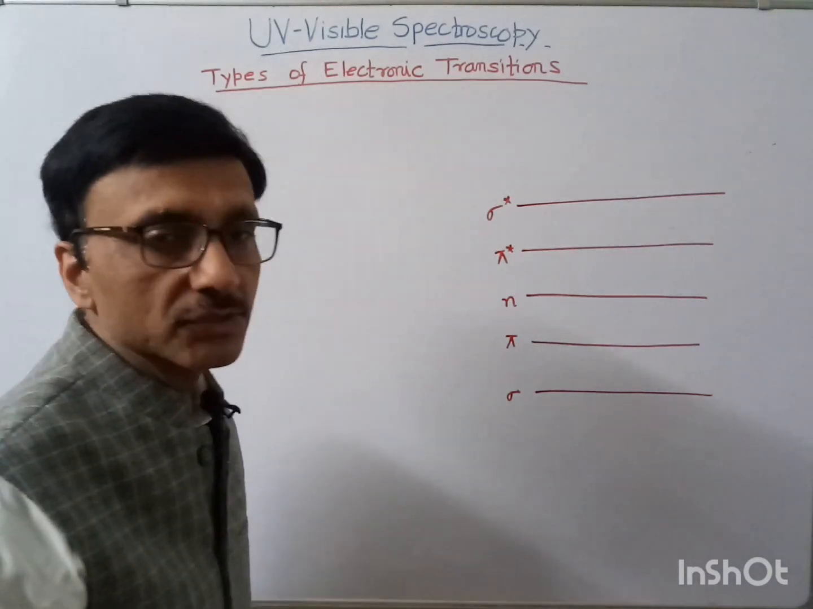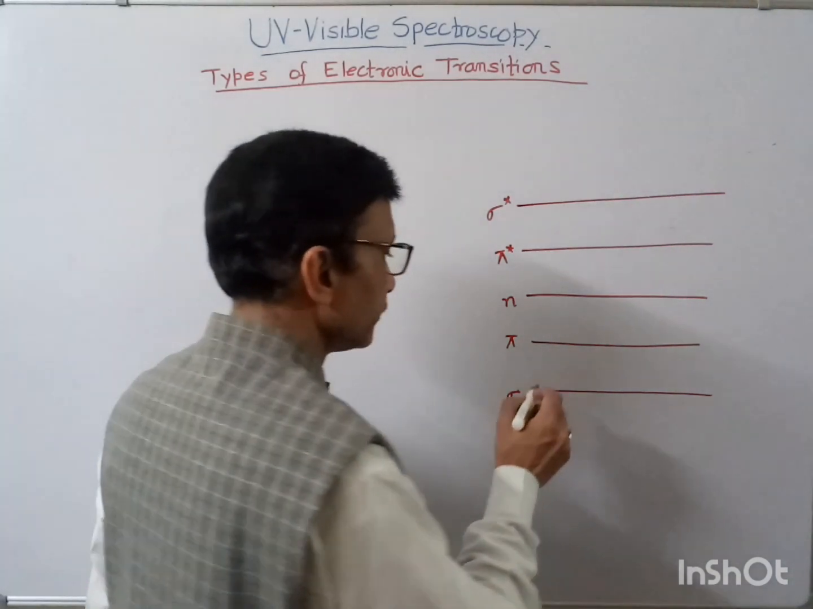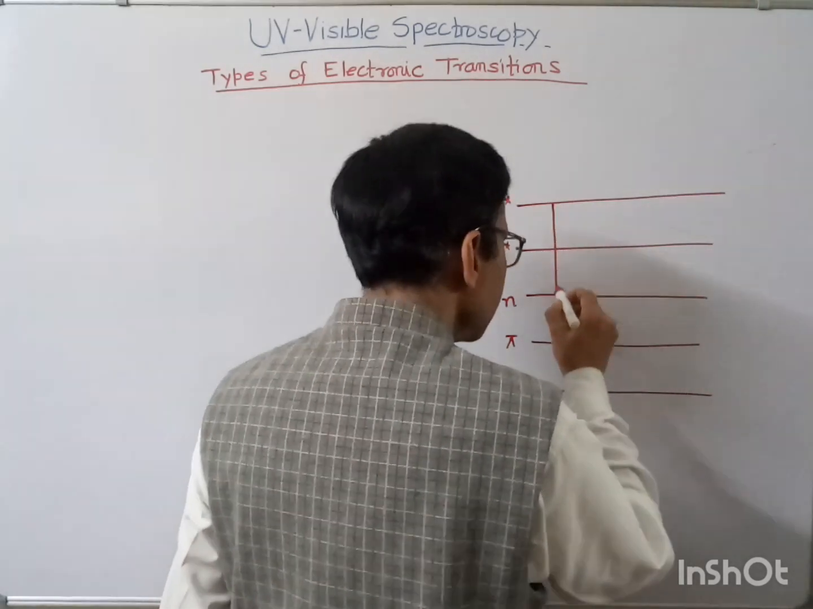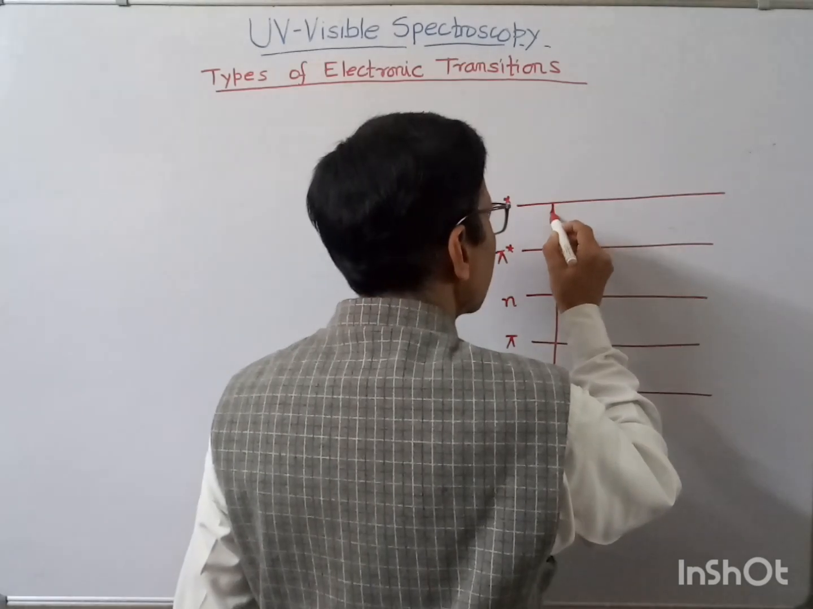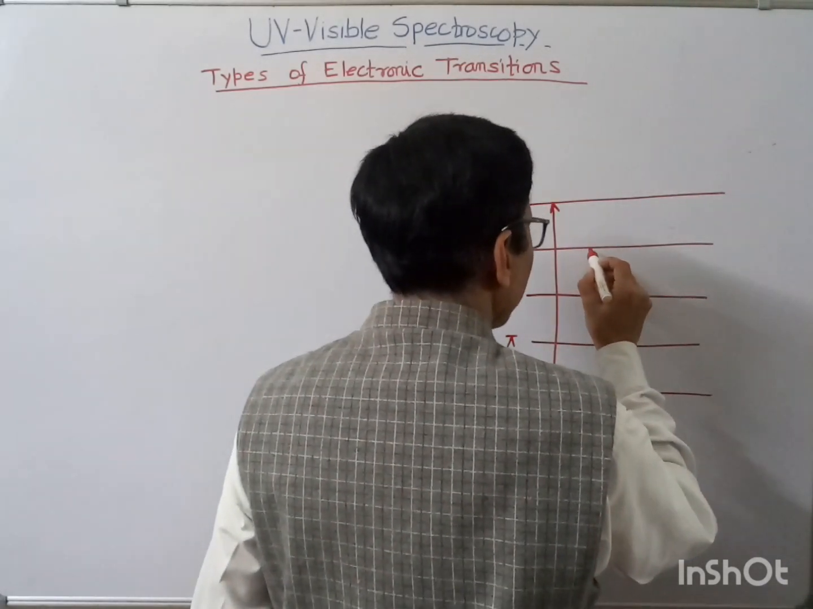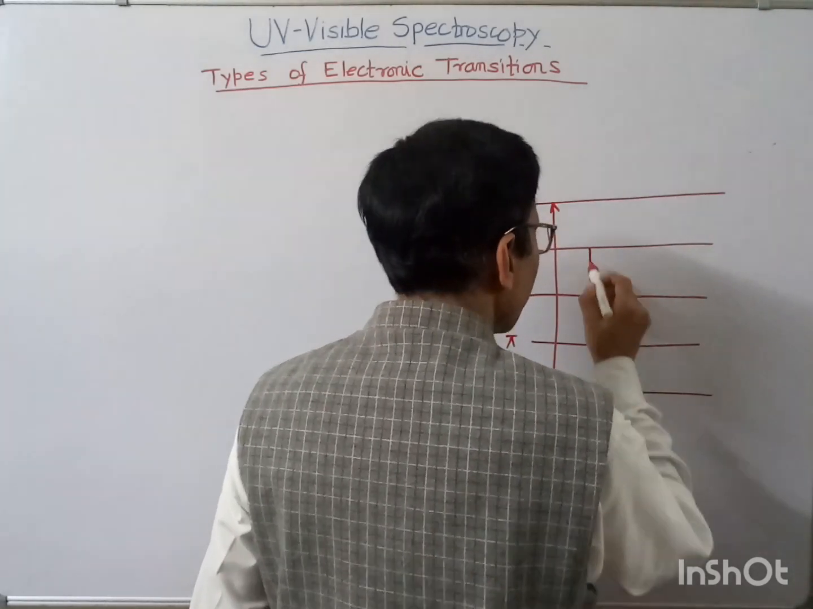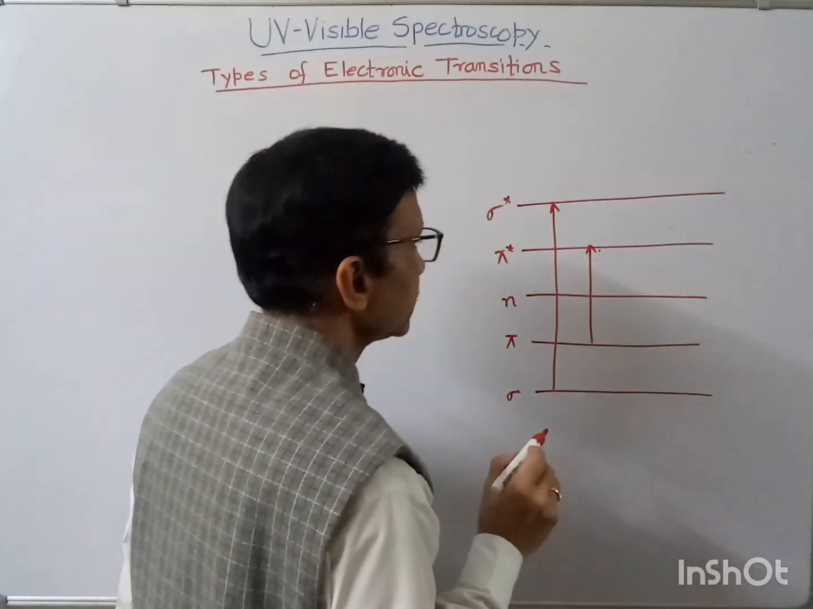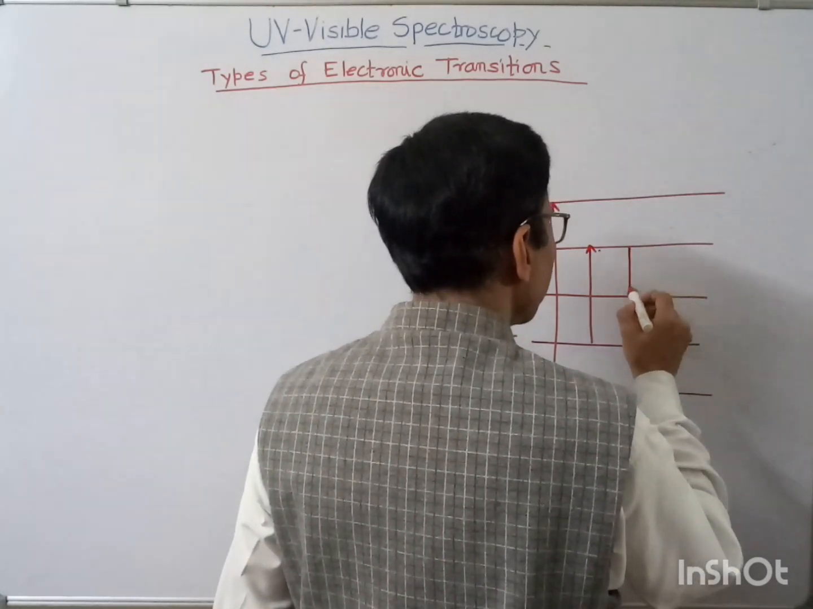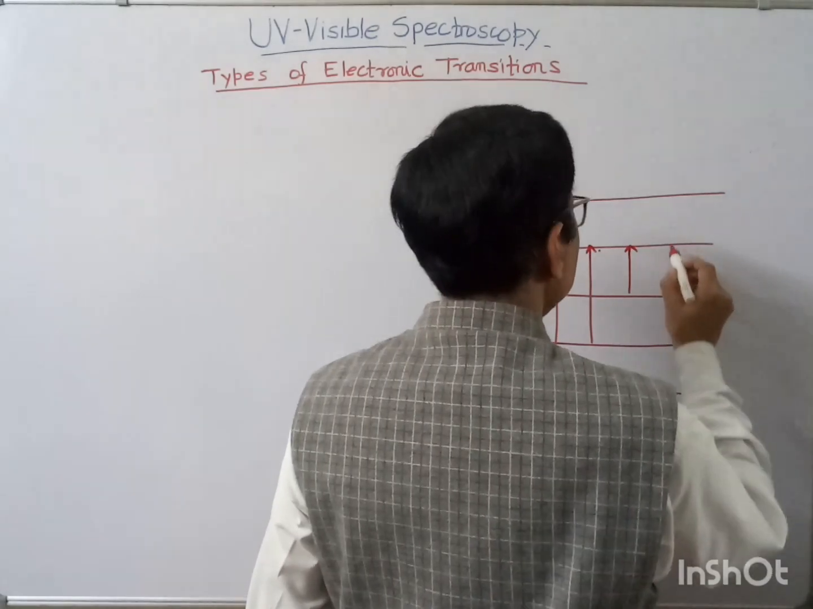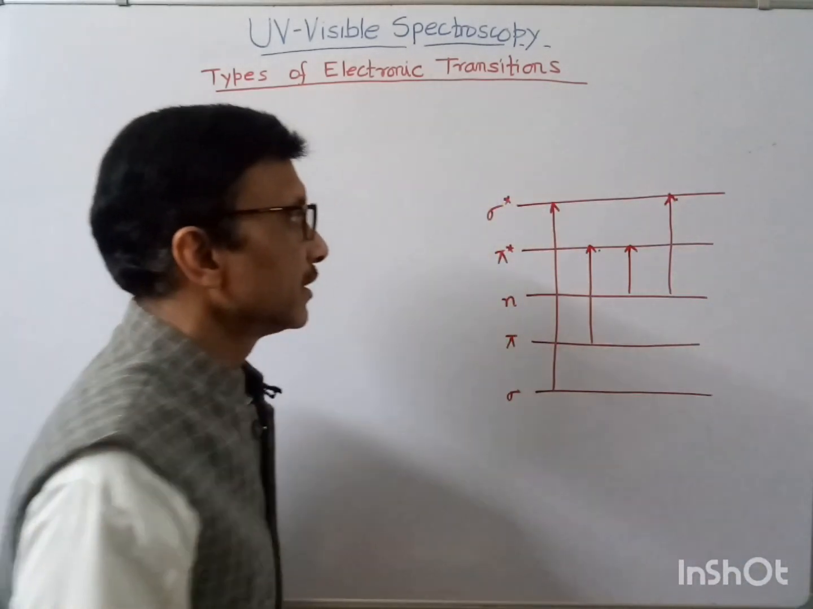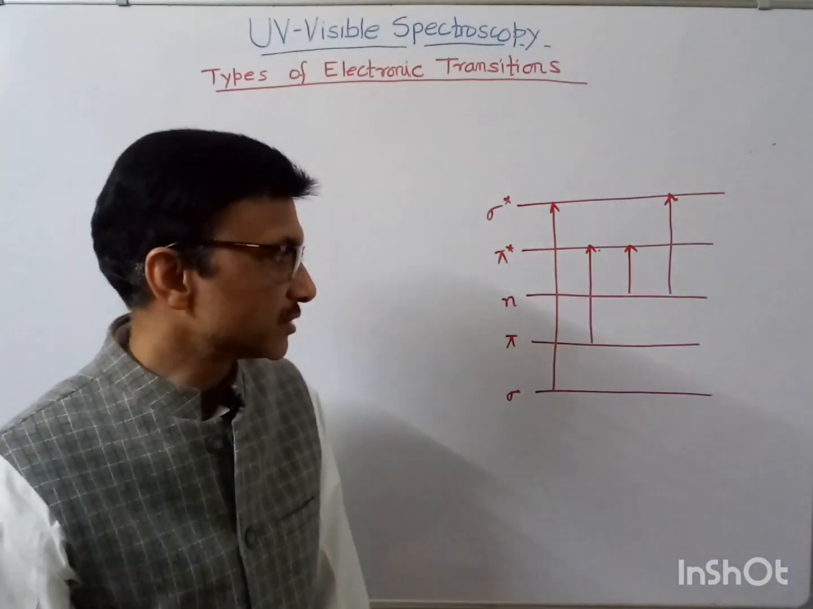The different kinds of electronic transitions that may be possible are: sigma to sigma star, pi to pi star, n to pi star, or n to sigma star. These are the possible electronic transitions.